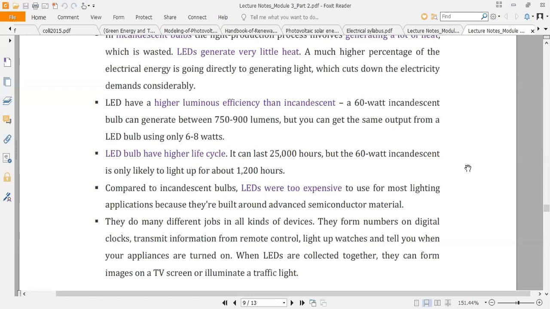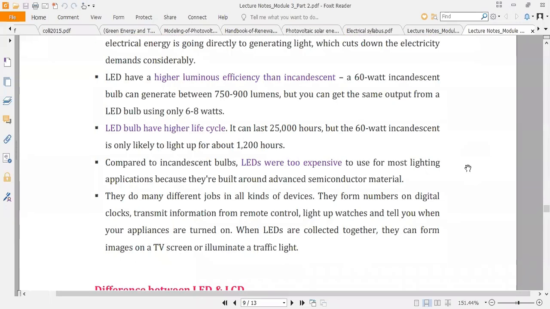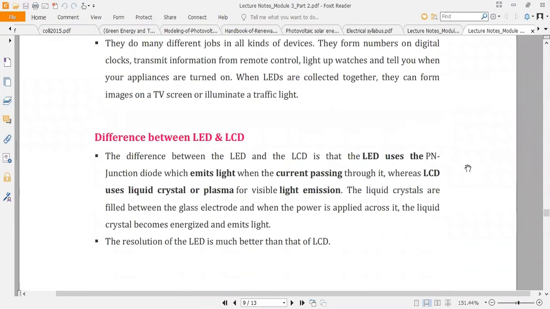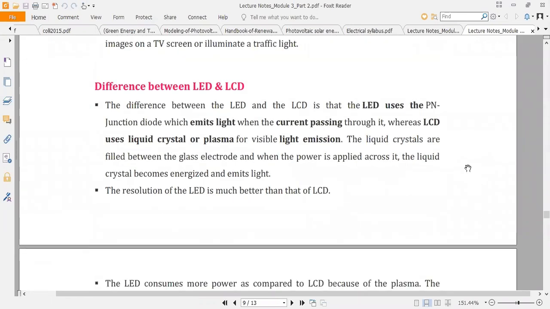So this was about the LED. एक और चीज थोड़ा सा हम डिस्कस कर लेते हैं. Although this is not a part of the syllabus. What is the difference between this LED and LCD? Okay. सिर्फ इस चीज को समझने के लिए मैं 2 मिनट इस पर डिस्कस कर लेता हूँ.